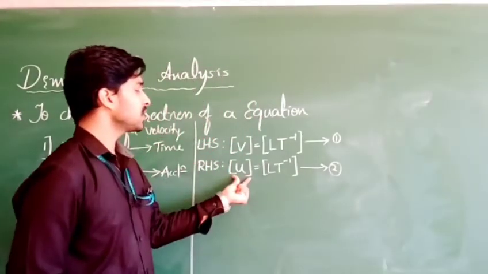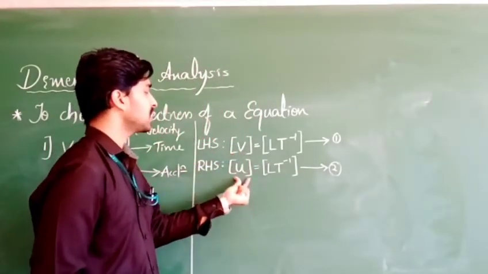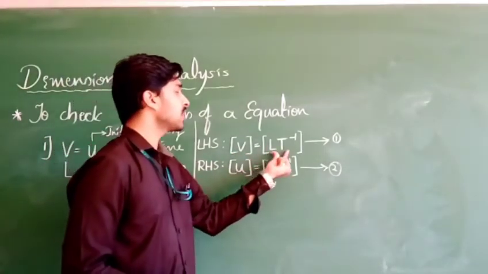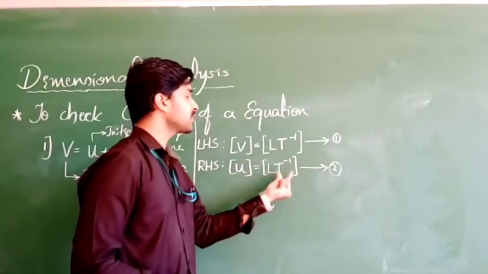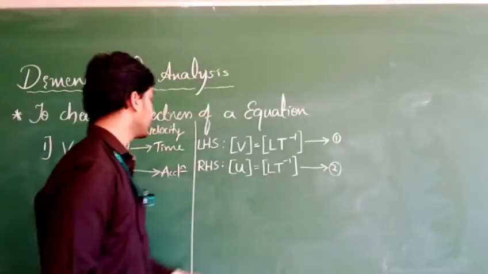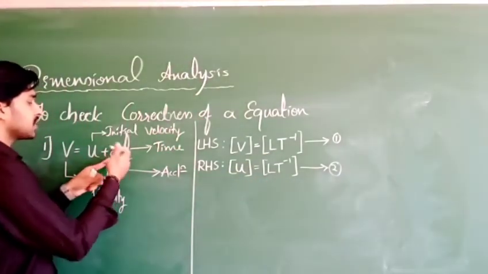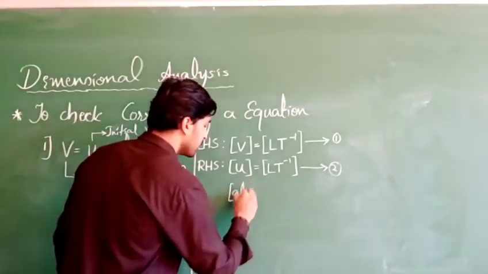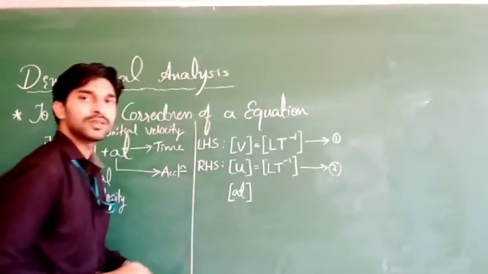So for velocity, this is final velocity, this is initial velocity, but basically this is also velocity, this is also velocity. Here also LT to the power of minus 1, here also LT to the power of minus 1. Now consider this last term, what you are having, A into T. So in the right hand side again one more term we are having, that is nothing but A into T.